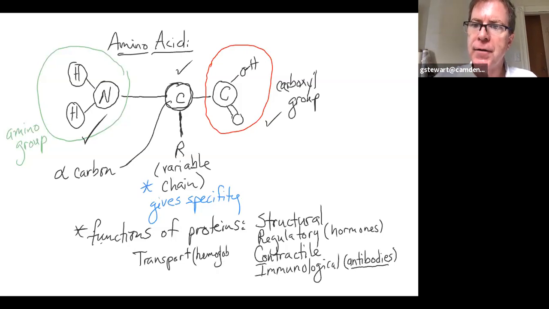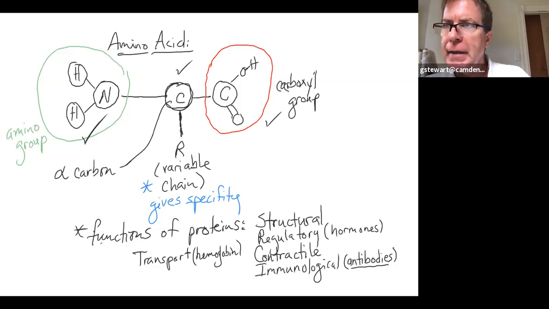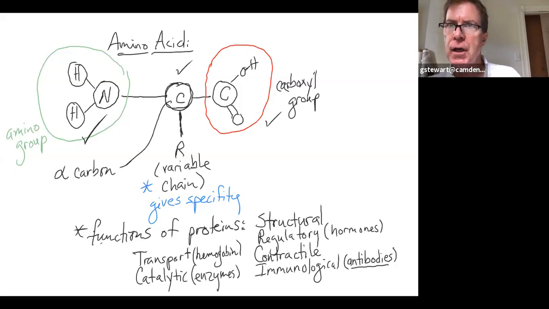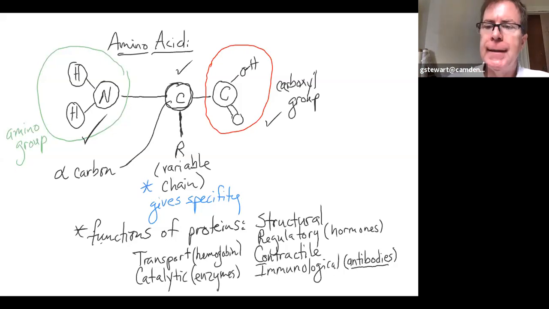Hemoglobin is a protein found in our red blood cells that binds oxygen and transports it in our blood. And finally, the last one, proteins can be catalytic in the form of enzymes. All enzymes are proteins that just speed up metabolism or chemical reactions.